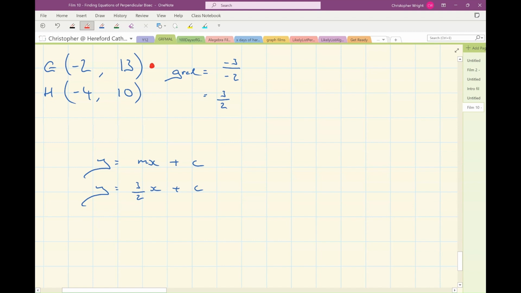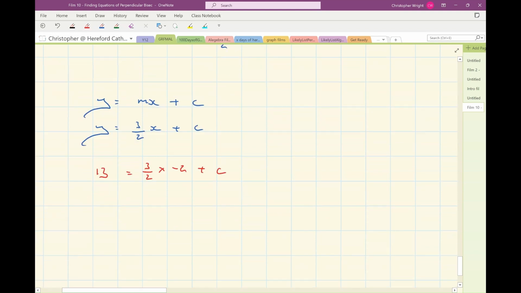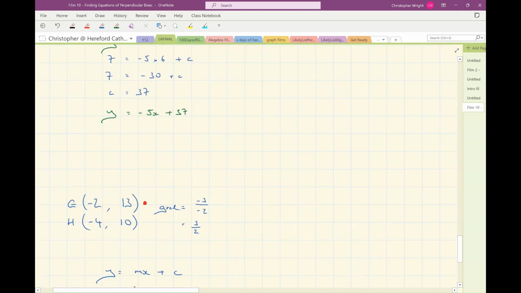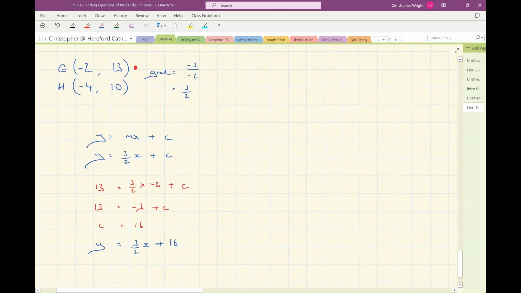So that tells me that when x is minus 2, y is 13. So 13 must equal 3 over 2 times minus 2 plus c. Okay, well that means that 13 equals minus 3 plus c, so c must be 16. So the equation of my line is y equals 3/2 of x plus 16. Okay, so now I'm kind of hoping that you, without thinking, can work out the equation of a line if you know its gradient and you know one point on the line.